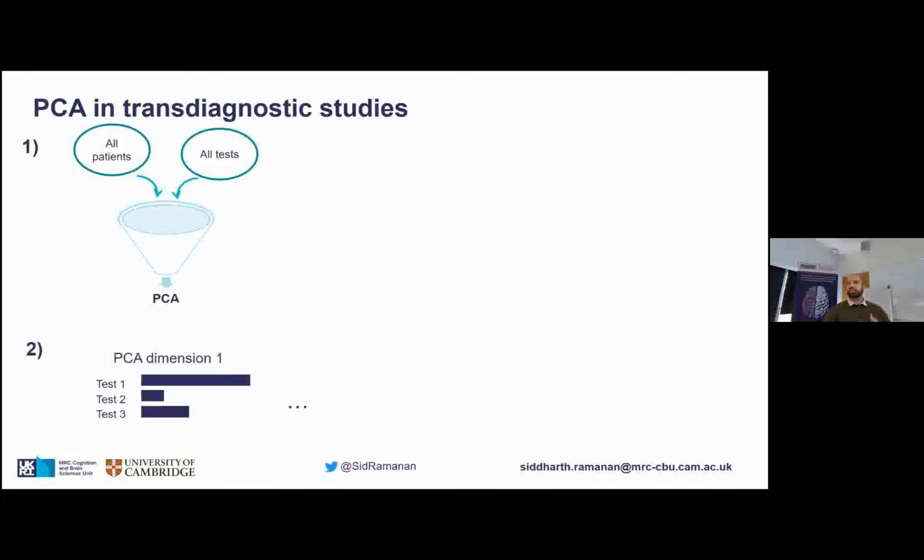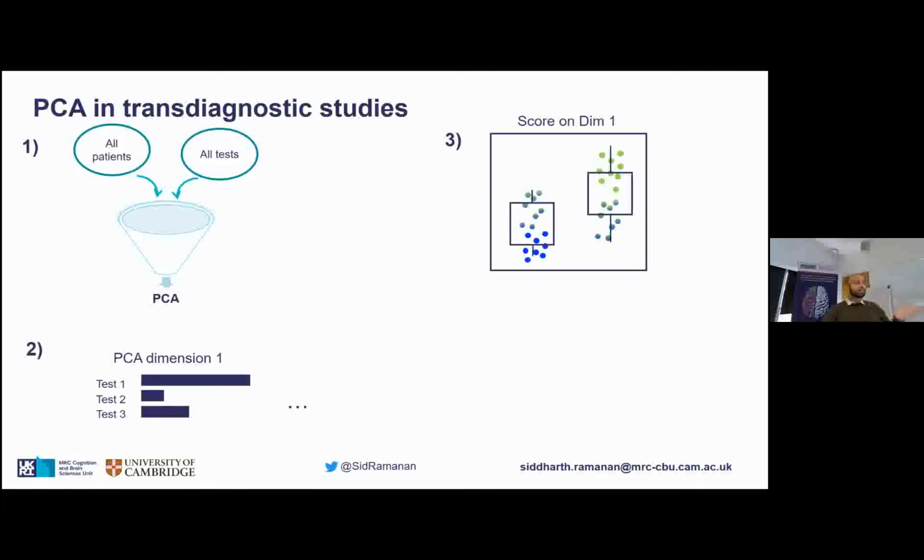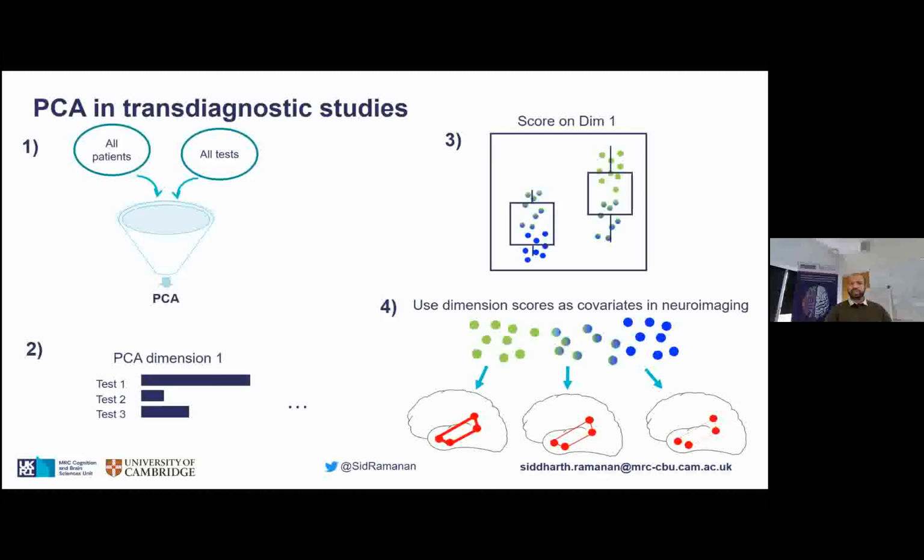The PCA gives out these different dimensions, and I'll come to how we go about extracting the number of components and so on. And then on each dimension, we can look at where individuals with a certain diagnostic label lie. So for example, if there's a group with the diagnosis of syndrome X and another group with the diagnosis of syndrome Y, we can now, within these data-reduced dimensions, examine group differences if we want. And then finally, we can use these scores as covariates in neuroimaging analysis.